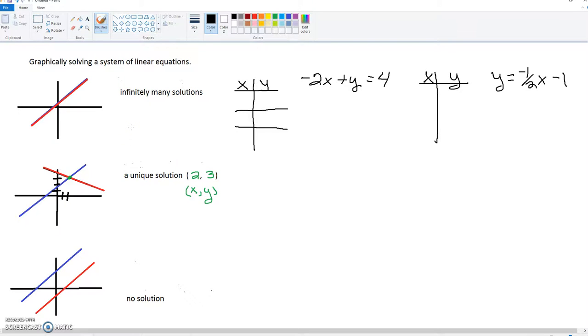Graphically solving a system of linear equations. I have left up the information that we used from classifying a system in order, because we're going to be referring to it here once we've graphed our lines. The first thing we've got to do is figure out what our points are.